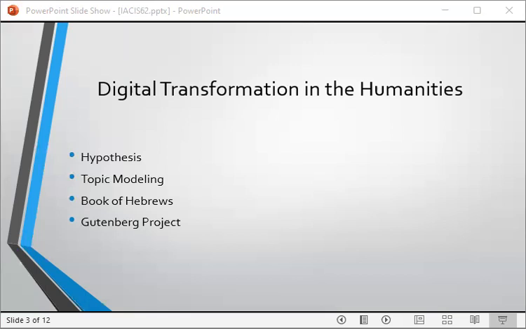The anonymous book of Hebrews was first attributed to Paul over 100 years after it was written. Other authors have been suggested, including Luke, Barnabas, and Silvanus. Manson, in 1951, found compelling stylistic similarities between Hebrews and Stephen's speech in Acts.